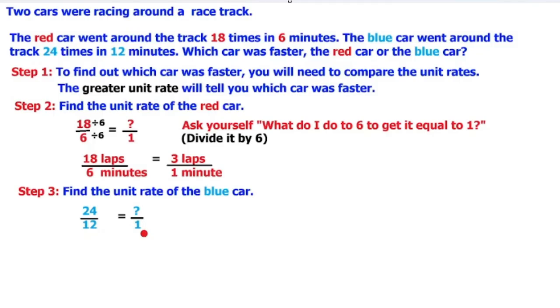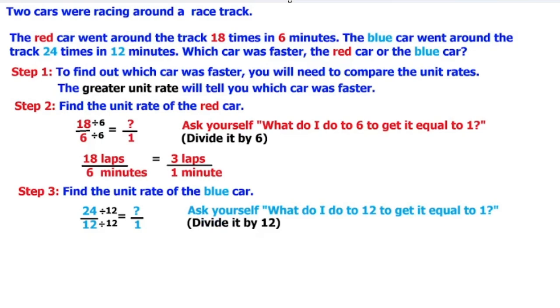So ask yourself, what do I do to 12 to get it equal to 1? Well, I divide it by 12. And because you're dividing the denominator by 12, you divide the numerator by 12 as well, and that'll give you the answer. So it's 2. 12 fits into 24 2 times. So 24 laps in 12 minutes is the same as 2 laps per minute.